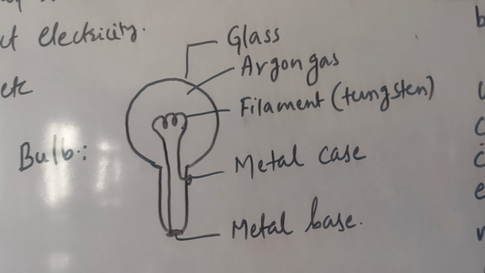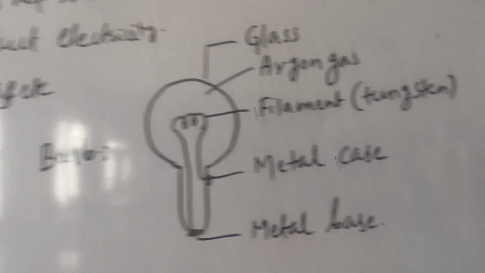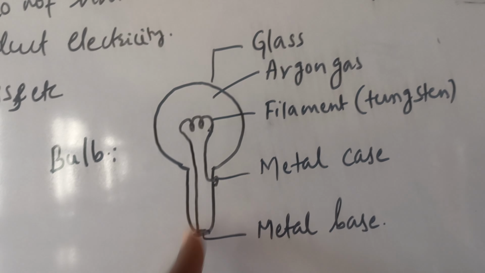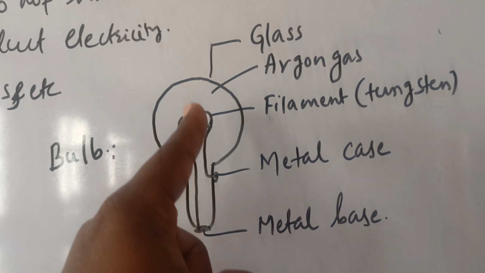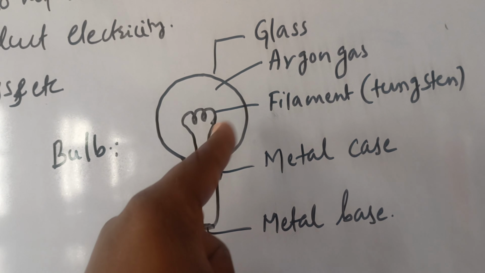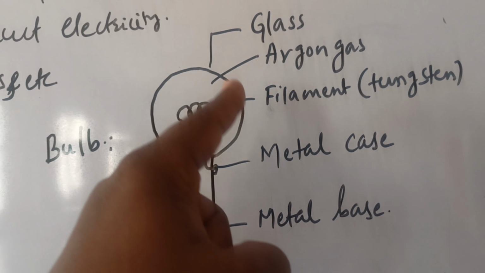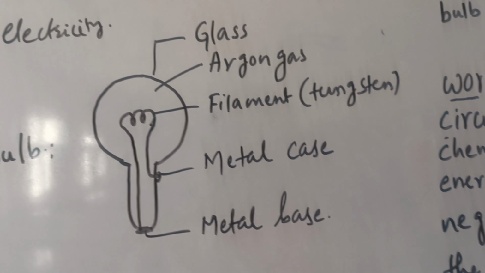How does the bulb actually work? When electricity flows through the terminals, the bulb receives electricity and this filament gets heated. That heat energy is converted into light energy.